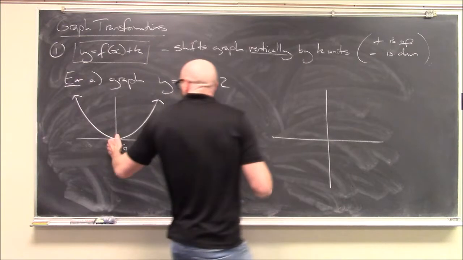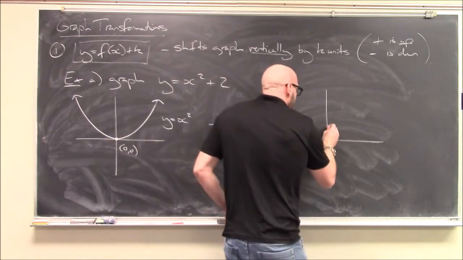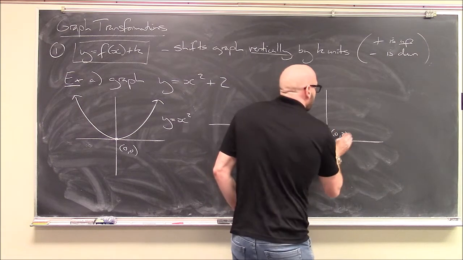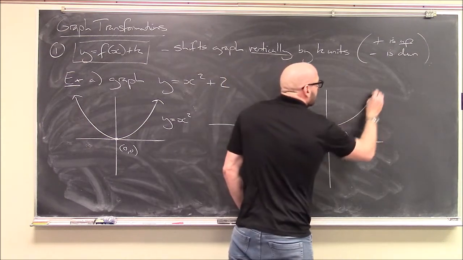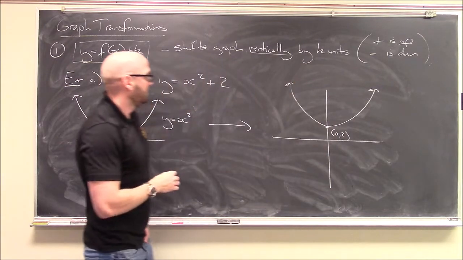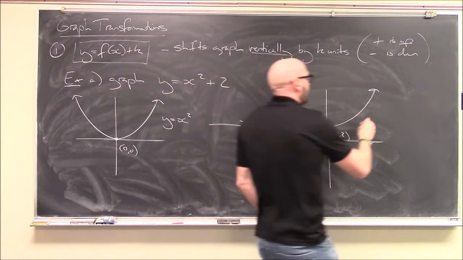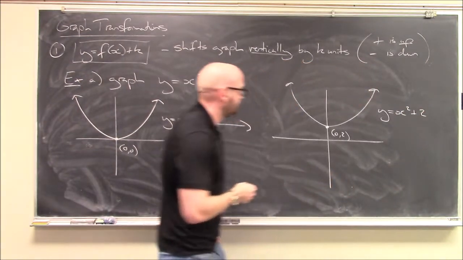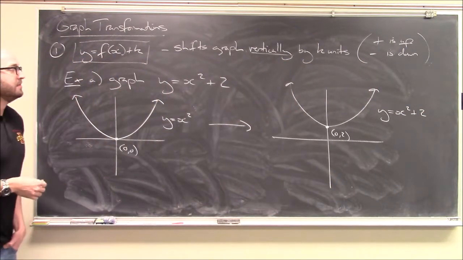So we pass through 0, 0 in this graph. Now, if we shift it up 2 units, we'll be passing through 0 and 2. And the entire graph just gets shifted up 2 units. Right, so this is the graph of y equals x squared plus 2.